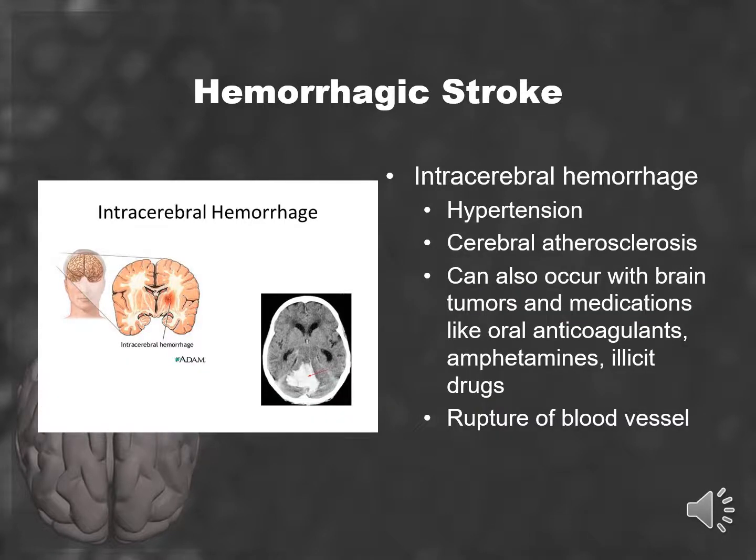As you see in the picture on this slide, you can see what an intracerebral hemorrhage looks like. This would be a picture of what would occur if you had somebody with uncontrolled hypertension. This can also occur with patients who are on medications like anticoagulants or other illicit drugs, and the ultimate cause is that a blood vessel ruptures and then results in bleeding within the brain.